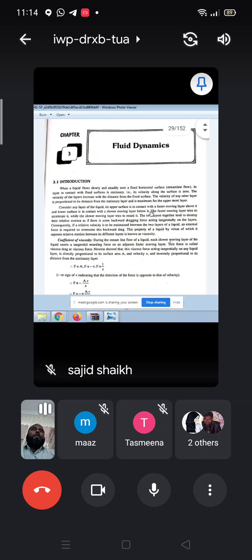Now we can consider any layer of the liquid. Its upper surface is in contact with the faster moving layer above it, and its lower surface is in contact with a slower moving layer below it. The faster moving layer tries to accelerate it, while the slower moving layer tries to retard it. The two layers together tend to destroy their relative motion, as if there is some backward dragging force acting tangentially on the layers. See here: the faster moving layer tries to accelerate it, whereas the slower moving layer tries to retard it.